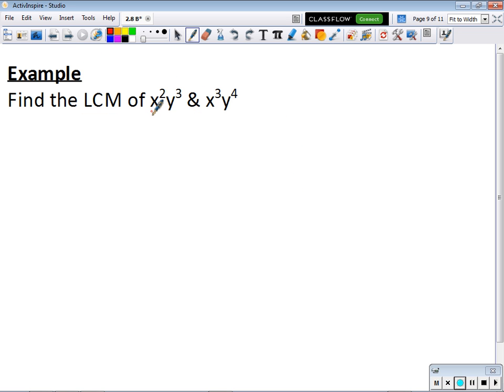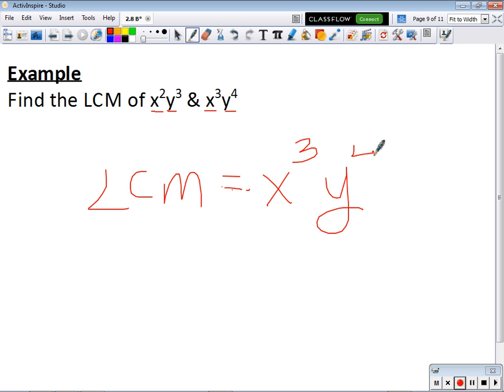So when I go to do this, I'm going to do each part one at a time. For LCM, I have x squared and x cubed. So this would be x cubed, the bigger exponent. Then you have y cubed and y to the fourth, and the bigger exponent is y to the fourth. So that's the LCM for those.